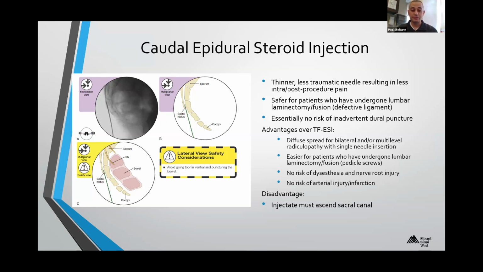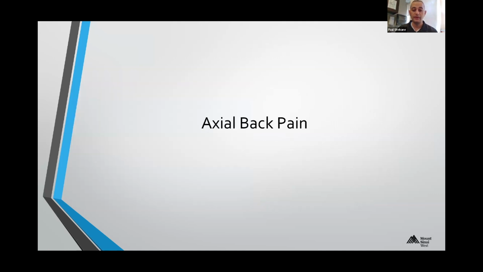So in patients who've had previous surgeries, we may choose the caudal epidural technique or the transforaminal technique. In patients who have never had surgeries and have bilateral symptoms, we may choose the interlaminar technique. So that is for radicular type pains.